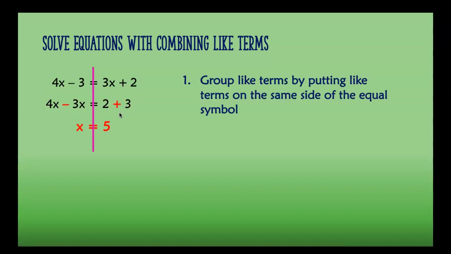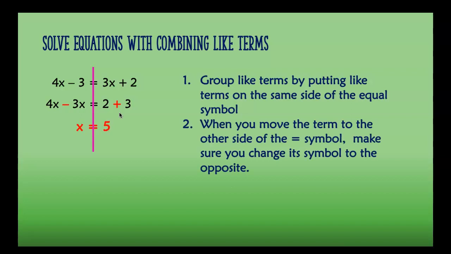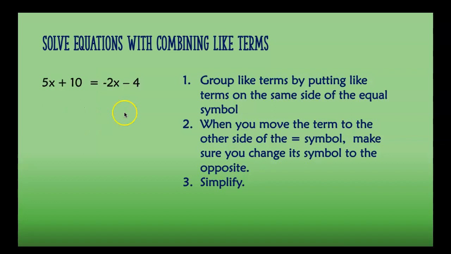Okay, so as a summary, first, group like terms by putting like terms on the same side of the equal symbol. Number 2, when you move a term to the other side of the equal symbol, make sure you change its symbol to the opposite. So if it's a plus, then it becomes minus. If it's a minus, it becomes a plus. Then after you have done that, you can simplify. Okay, I'm going to give you another example, and the rules are still on the right side, so you can easily read what you have to do.